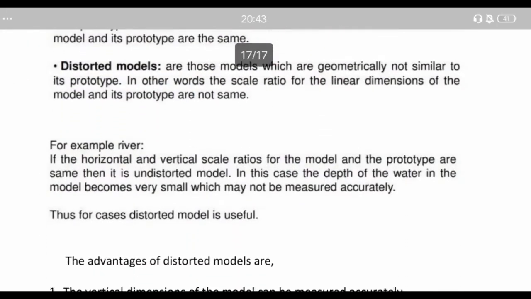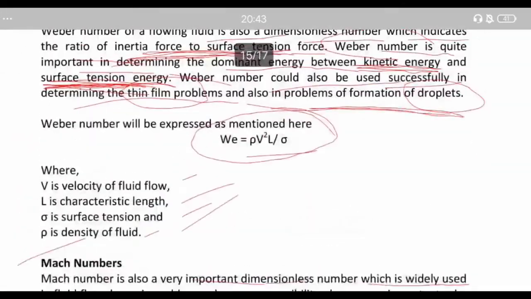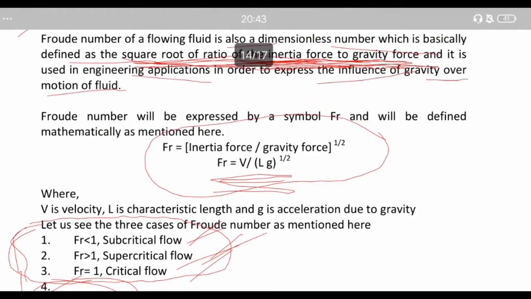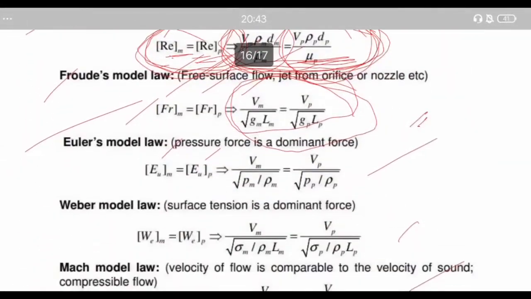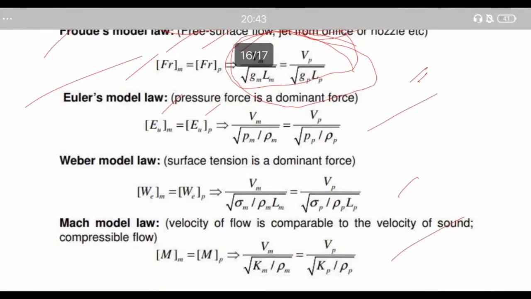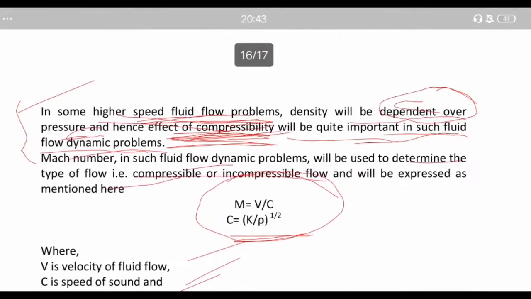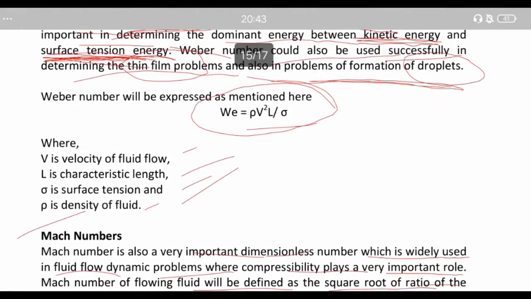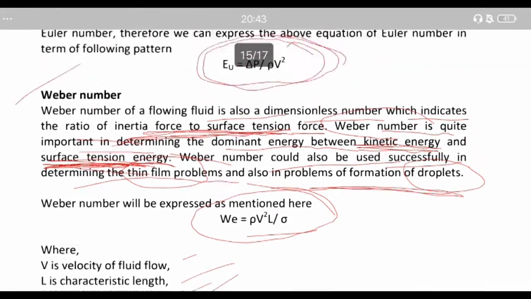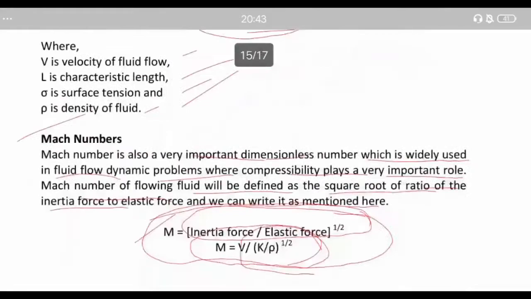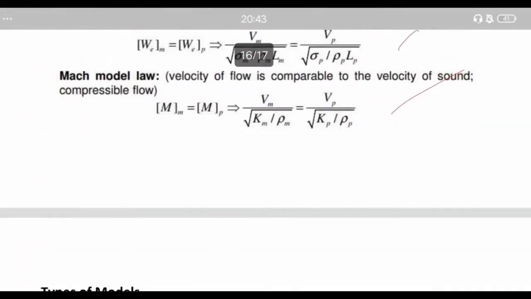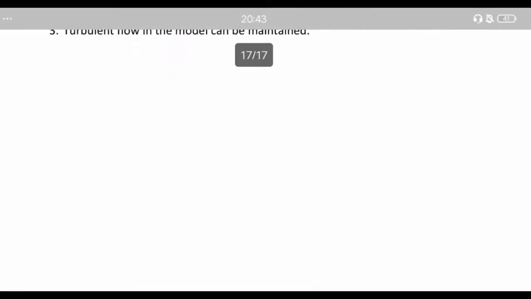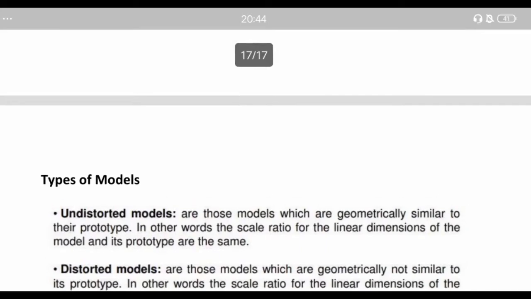Now next, before moving on to the types of models, I'll say one thing. It's better to learn all these 5 numbers by their particular definitions and their applications, as mentioned here. Knowing the definitions will also help us learn their formulas, and these 5 numbers will be very useful for various problems. So next we have the types of models. Quickly we will read about the types of models, and then we will shift to the numericals.